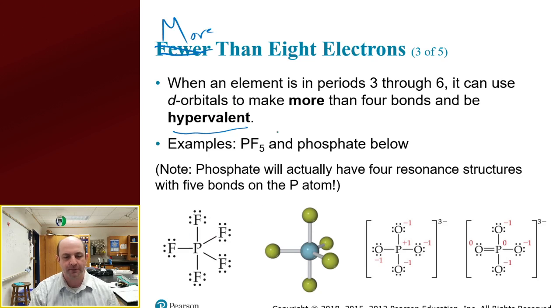Hypervalent, 5 bonds here. For phosphate, we have this structure where it's all single bonds, and hey, we got +1, -1s. Not terrible. Oh, but we could make a double bond to one of the oxygens. So we would actually have 4 possibilities for this resonance structure, and there we go.